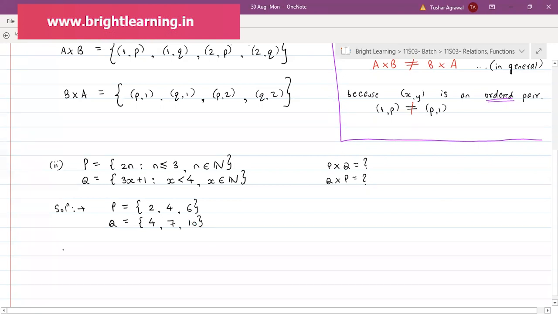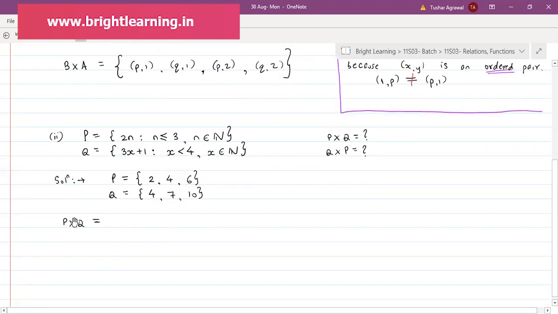So now P cross Q. Take all the possible ordered pairs. If you take all possible ordered pairs, the first element will belong to P and the second element will belong to Q. So if we first finish all the pairings with 2 only, 2 will get paired with 4, 2 will get paired with 7, and 2 will get paired with 10.